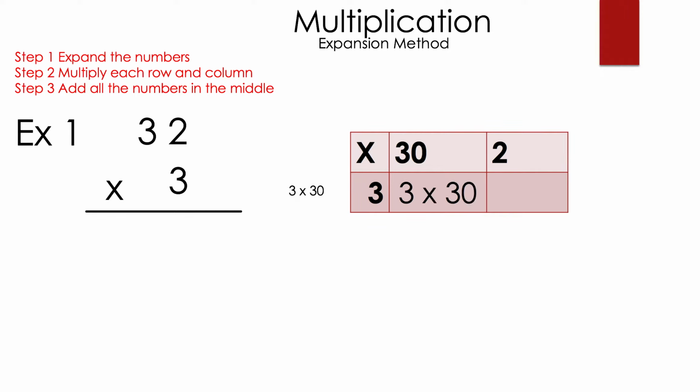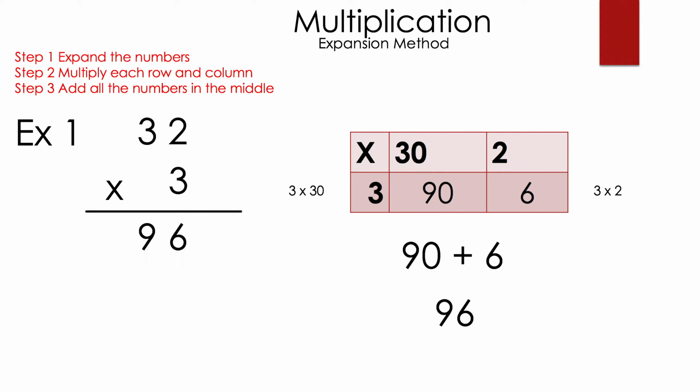So now we're going to multiply 3 times 30, which gives me 90. So now we do 3 times 2, which gives me 6. Now step 3 is to add those two numbers together and you get 96. Move it over and that is your final answer.